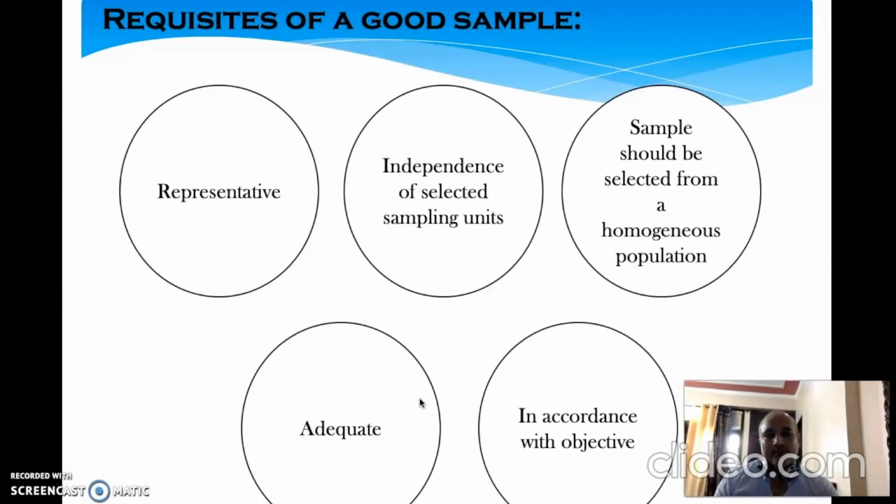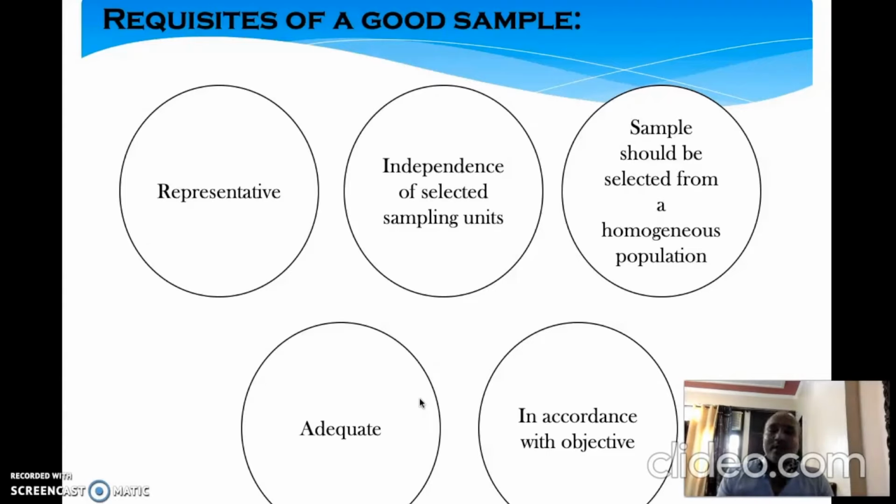Certain requisites. So I'll just ponder upon the first point. The sample is supposed to be a really good representative of the particular population. That is the most important part. If the sample is not really a good representative, then there lies a lot of problem. Then the study is not going to give you the results which are required properly.